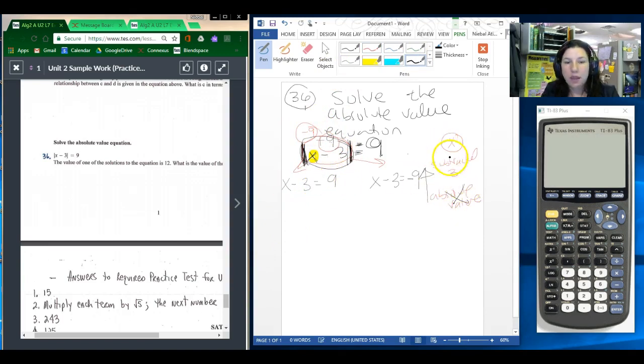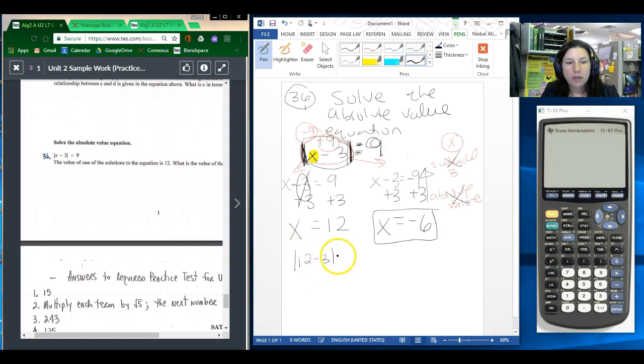So I've undone the absolute value. Now I need to undo subtracting by 3. We undo that by adding. Negative 3 plus 3 is 0. So you have x equals 12. There's the answer that they told you. And then we're going to add 3 here. x equals negative 6. So the value of one of the solutions is 12. What's the value of the other one? x equals negative 6.